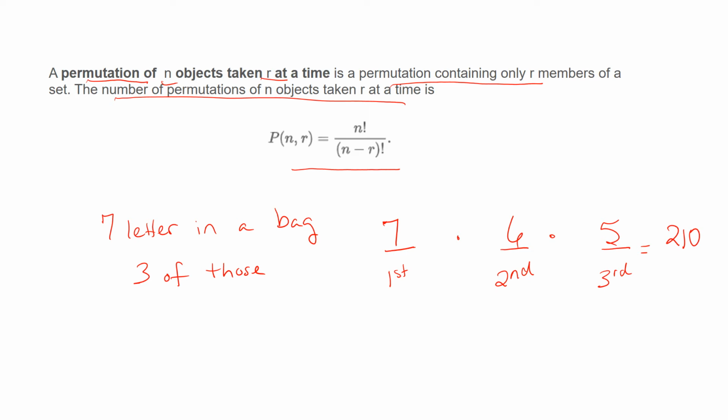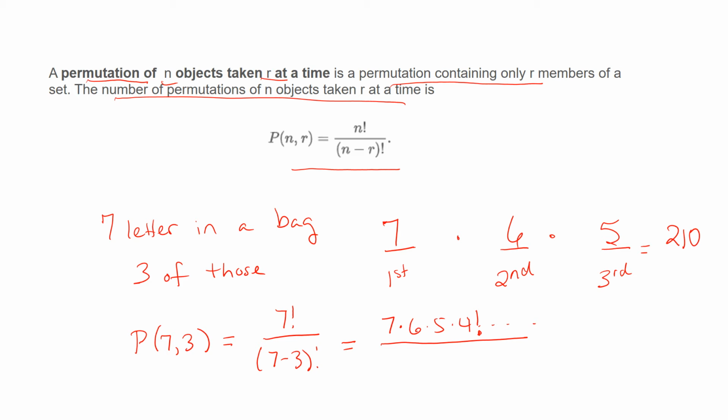But look at this permutation formula. Okay, if I follow the permutation formula, so I'm going to have 7 things and I'm going to choose 3 of them. Then on the top I would have 7 factorial, and on the bottom I would have 7 minus 3 factorial. Well, that's 7 times 6 times 5 times 4 dot dot dot, all the way down to 1. In fact, I think I'm just going to write 4 factorial.